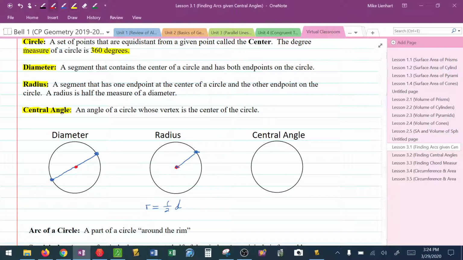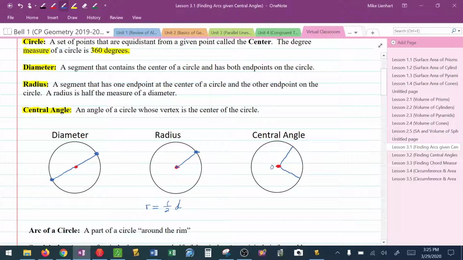Now, we're going to introduce something new today that is called a central angle. What a central angle is, very simply, is an angle whose vertex is at the center of the circle. In other words, it's an angle, which means it has to have two different edges to it, just like this. And this angle in here, we're going to call this angle O. This angle in here is what we call a central angle.